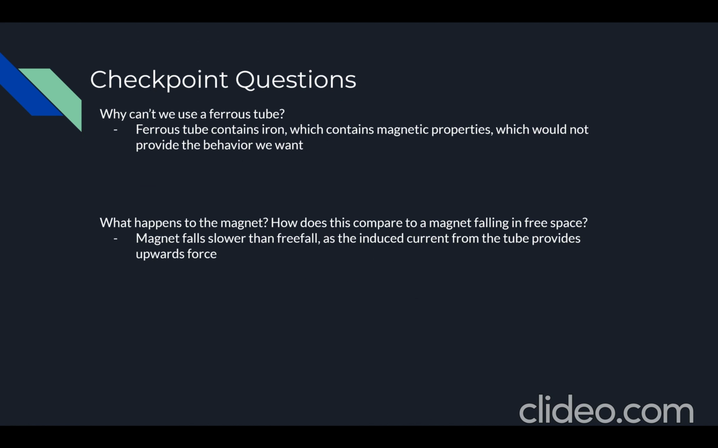Why can't we use a ferrous tube? Basically, a ferrous tube, like a steel pipe, contains iron, which has magnetic properties. So we wouldn't get the falling action. What would probably happen is the magnet would just stick to the pipe.